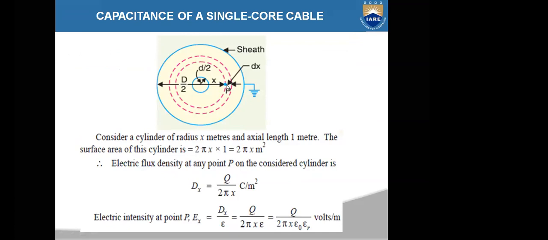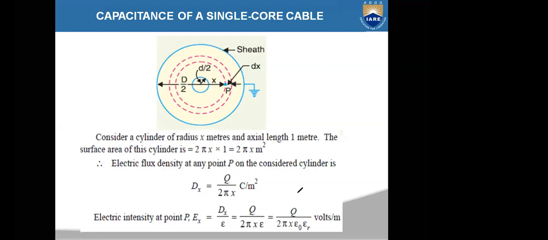So from your electromagnetic field theory, you know about the electric flux density of a cylinder. From Gauss law you can represent it as Dx is equal to q by 2 pi x.